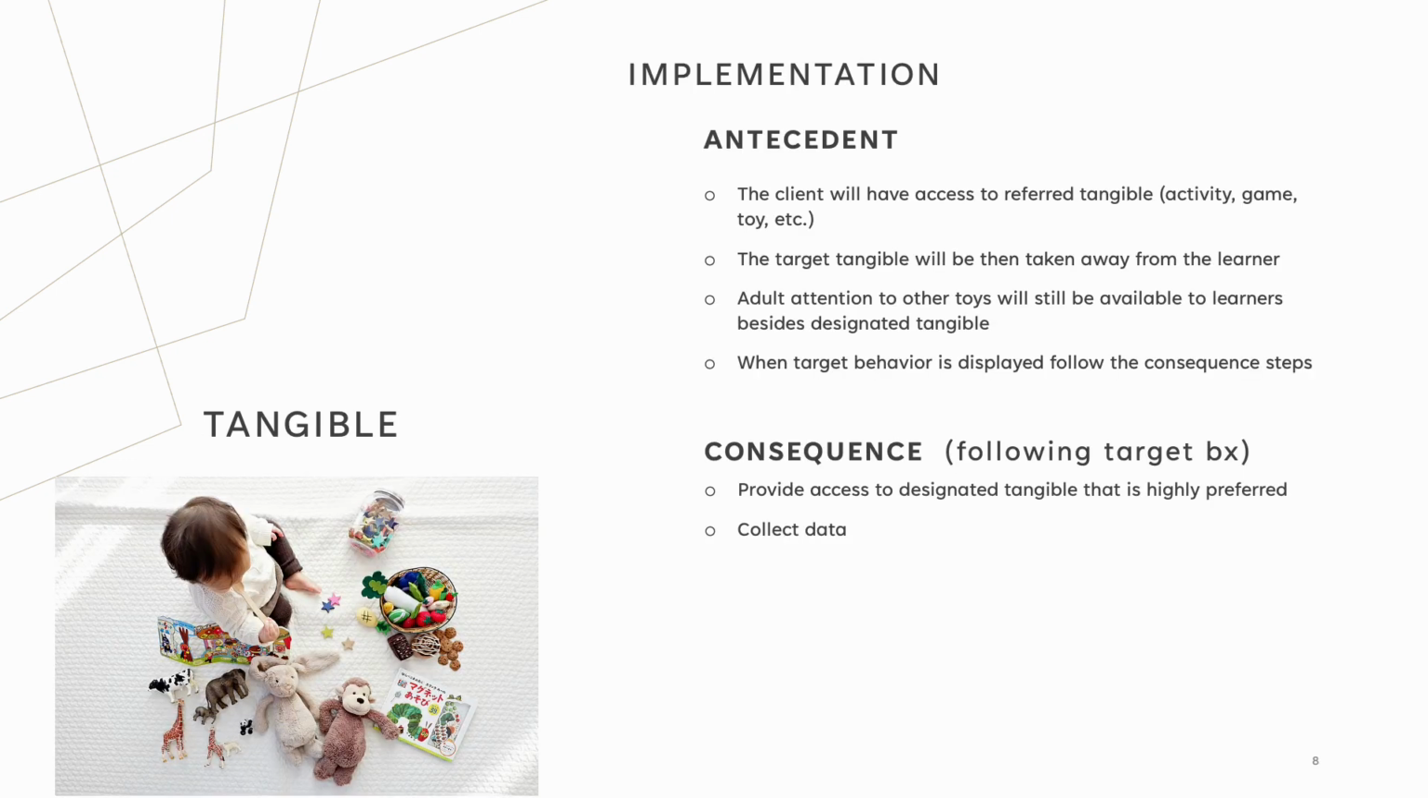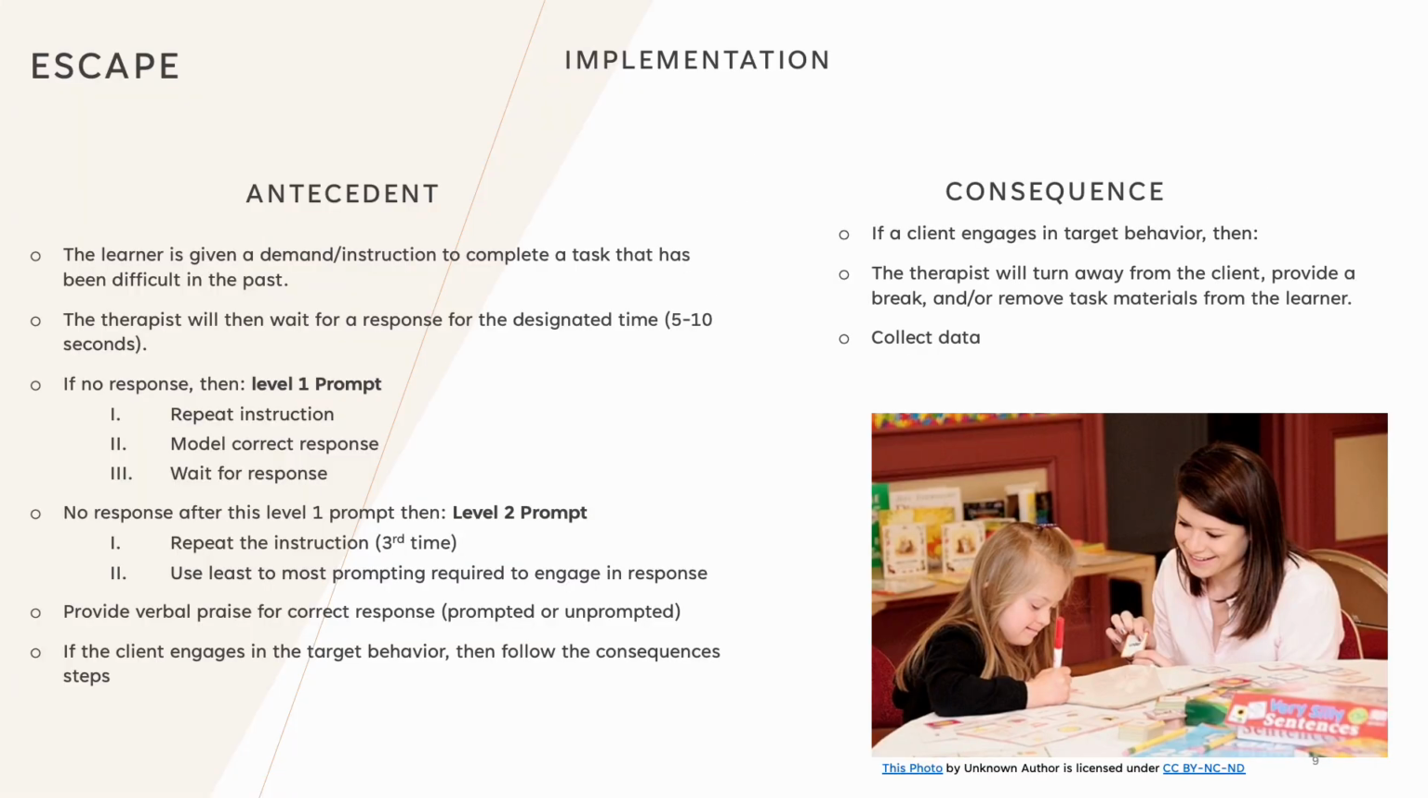The tangible condition can also be understood as access. During this condition, the client will have access to the preferred tangible, and then the tangible will be taken away from the learner. During this time, adult attention will still be present, as well as other toys that are less preferred. When the client engages in the target behavior, follow through with the consequence steps. The consequence steps include providing access to the designated tangible and returning it to the client, then collecting data regarding this instance.